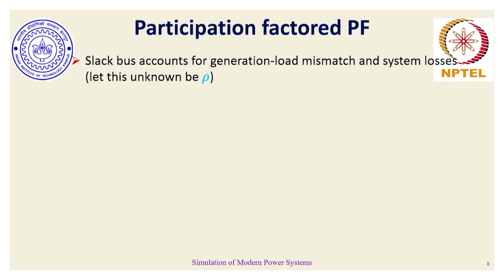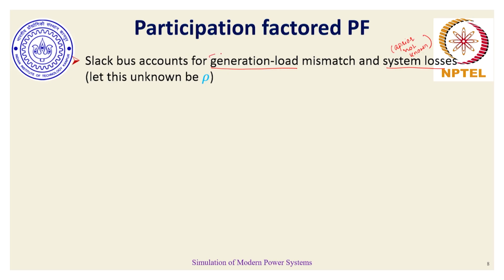Coming to participation factored power flow, the basis is that in the single slack bus case, all generation-load mismatch and system losses are not known. Please note that these system losses are not known a priori, so we cannot decide what the system loss would be, because the system loss depends on line currents, and the line currents depend on bus voltages. Unless we solve power flow, we don't know what the system loss is.